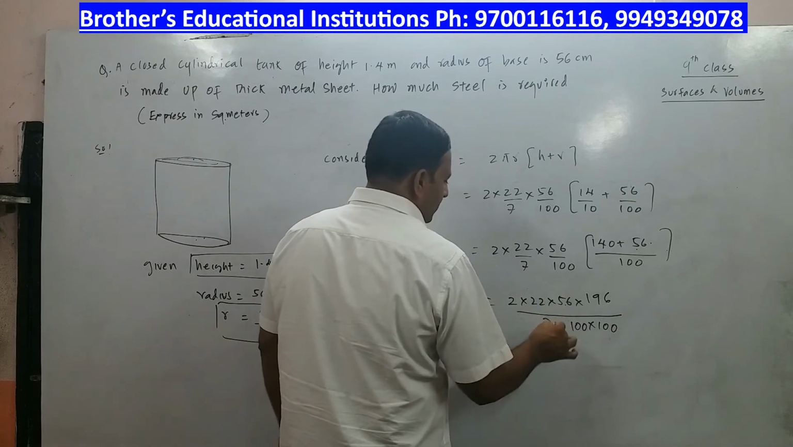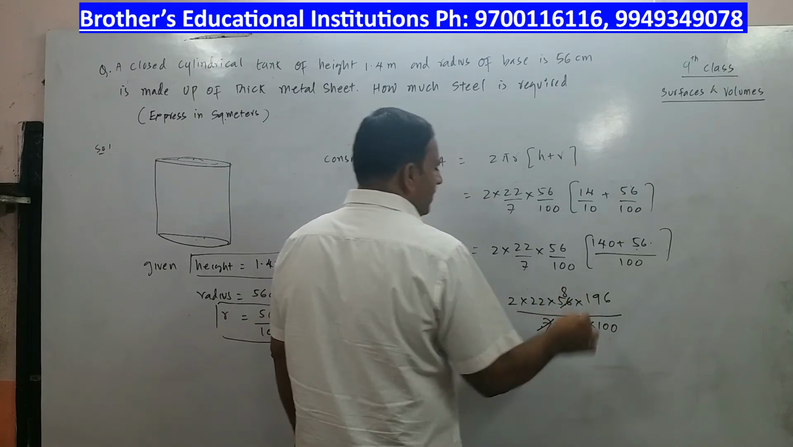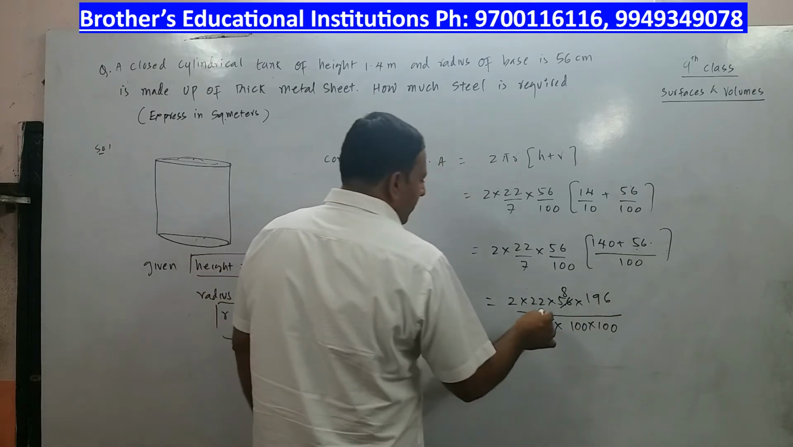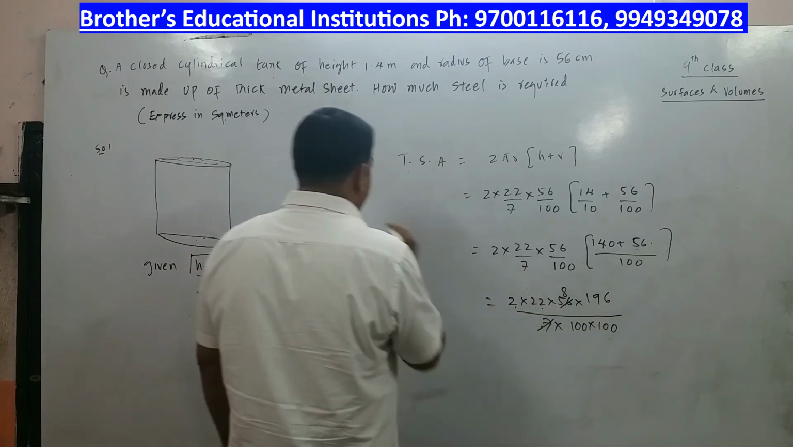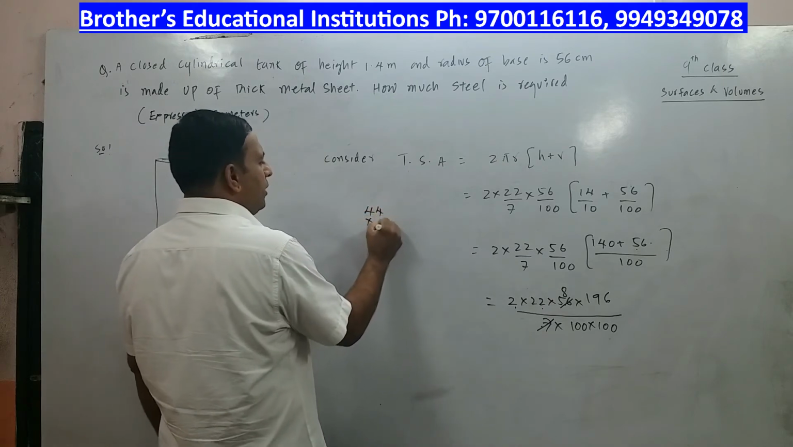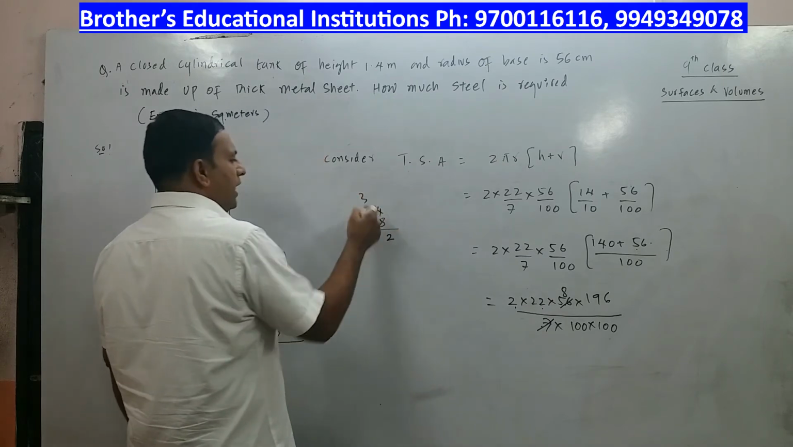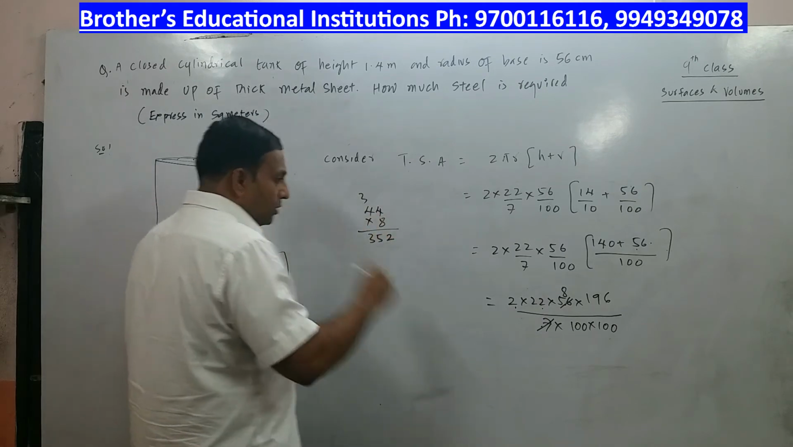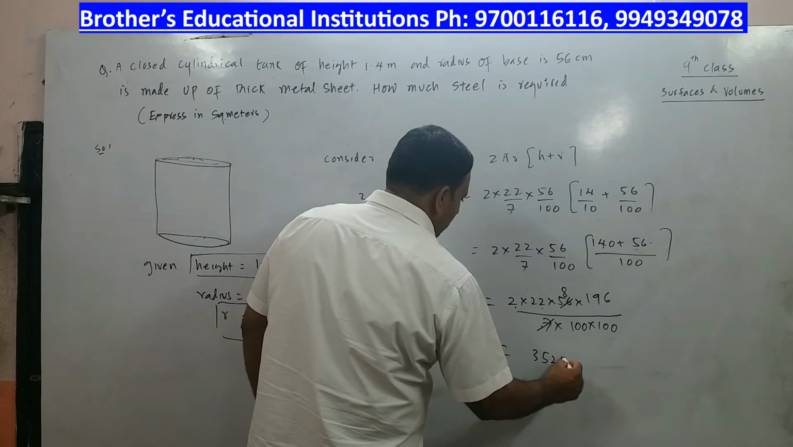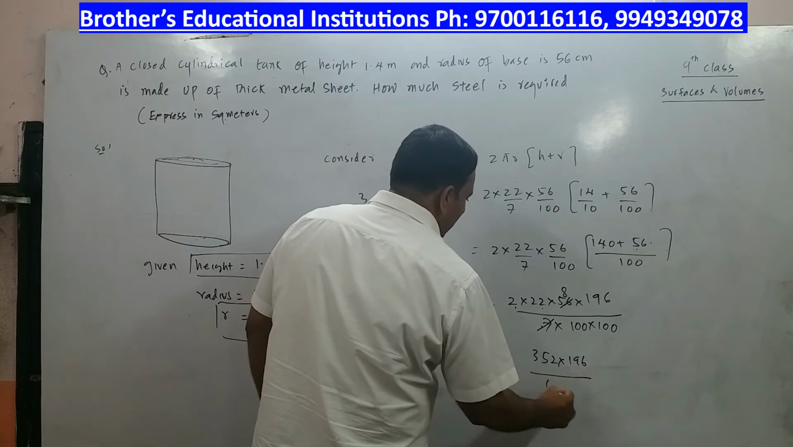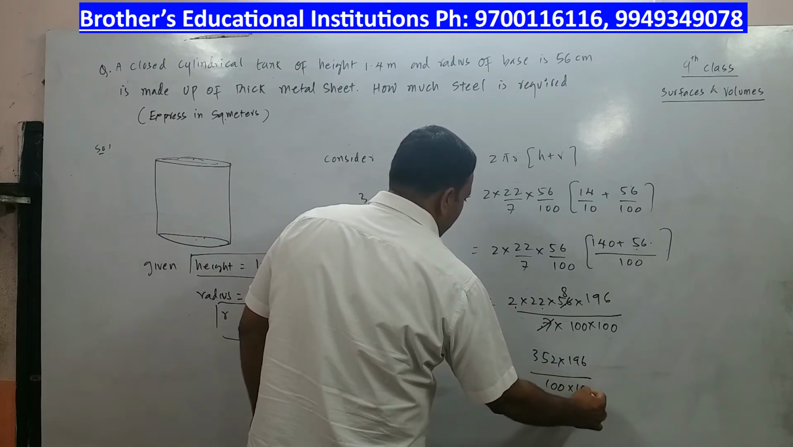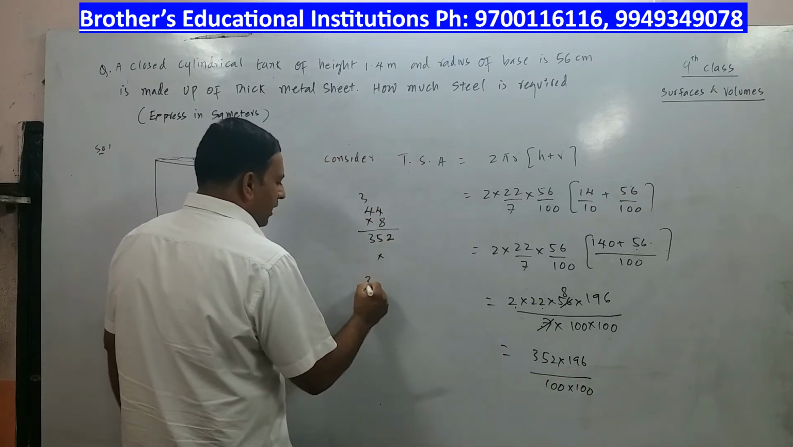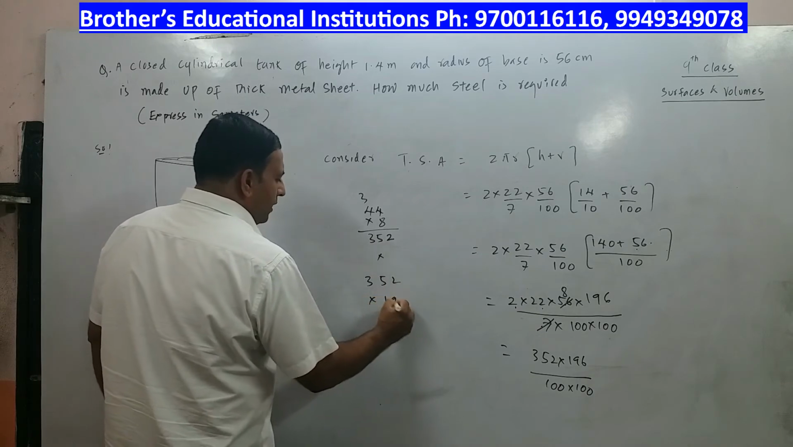7 goes in 56. 7 ones are 7, 7 eights are 56. All you need to do is multiply this stuff. Now let me multiply. 22 twos are 44. 44 into 8. 8 fours are 32, 2, 3 carry. 8 fours are 32 plus 3 will be 35. So it is 352. So I am having 352 into 196 by 100 into 100. Now let me multiply this stuff again. 352 into 196.